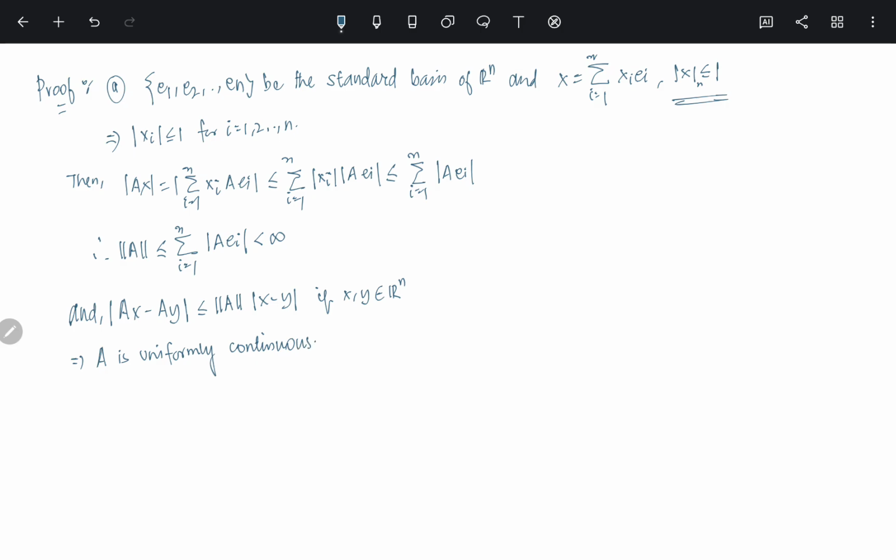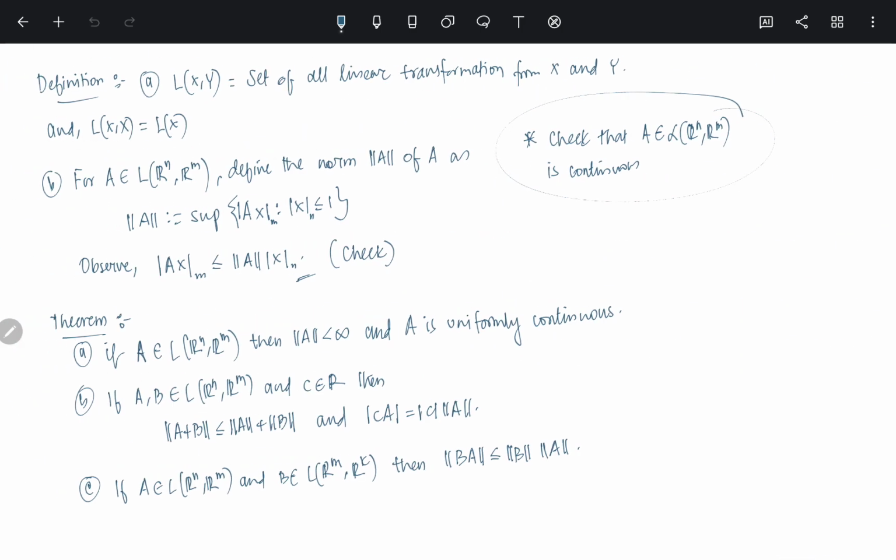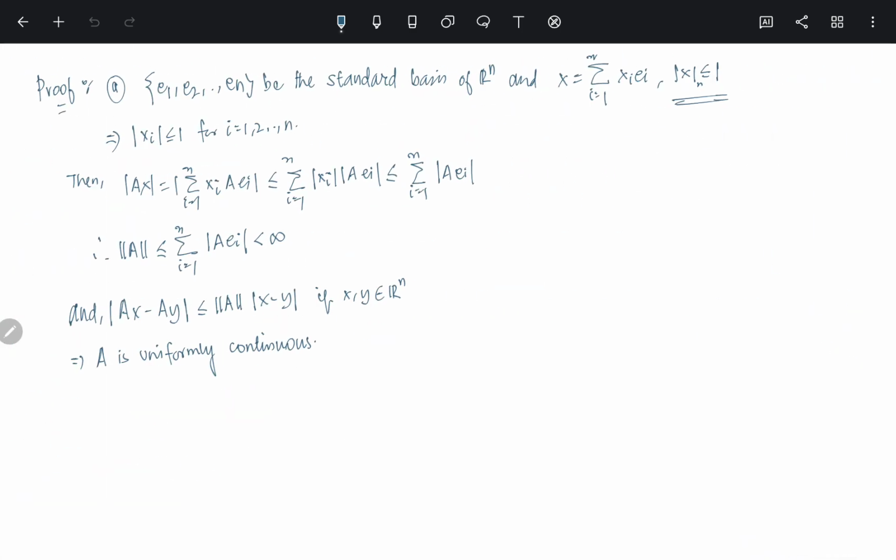Clear? Okay, now what about the second property? The norm of A plus B is dominated by the norm of A plus the norm of B. So this is the second property, property B. I am starting out with an arbitrary element x. I want to see the action of A plus B on x. So (A plus B) of x is nothing but A x plus B x, and by triangle inequality I can write the norm of this as at most the norm of A x plus the norm of B x.